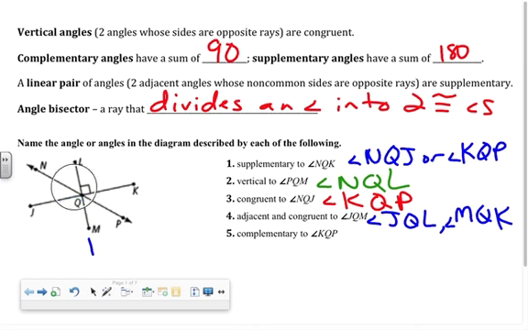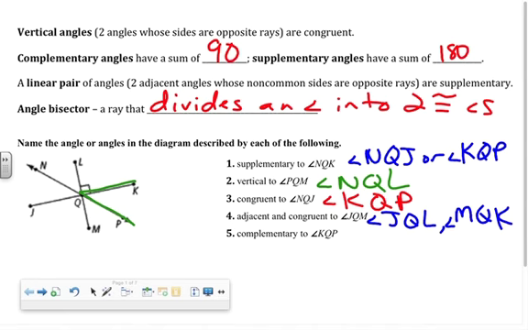Okay, finally, complementary to angle KQP. Again, complementary is just a mathematical distinction. It means that they add up to 90 degrees. So, KQP is here.